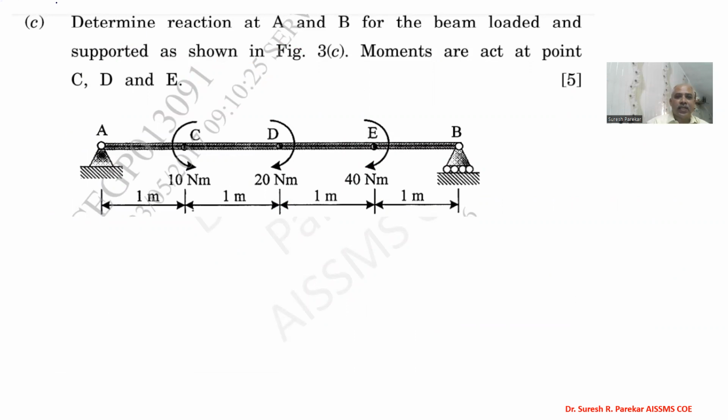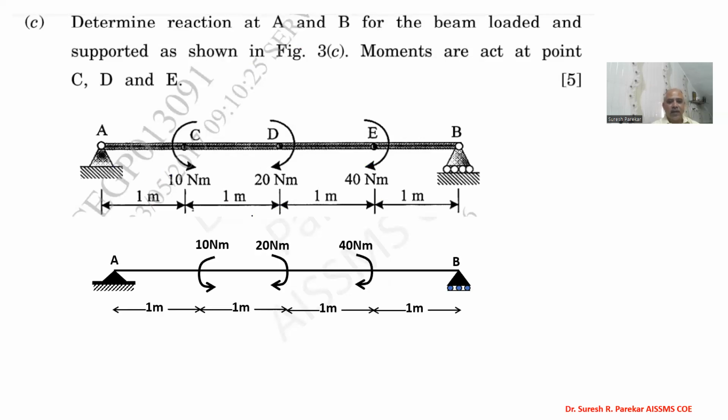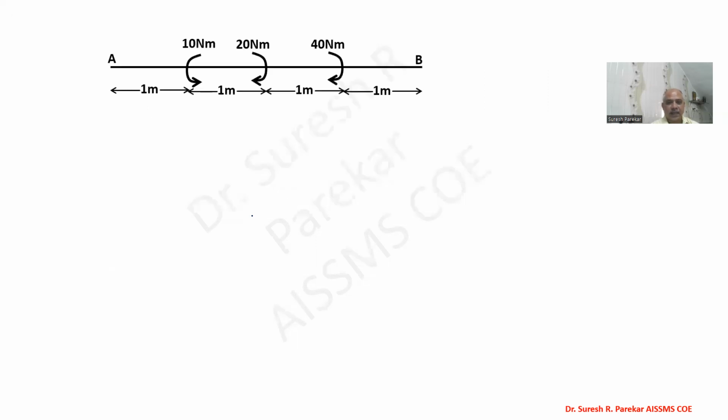Now, determine reactions at A and B for the beam loaded and supported as shown in the figure. Moments are at points C, D, and E. So we have this beam given. Support A is a simple support, support B is a roller support, and we are interested in finding the reactions at A and B.